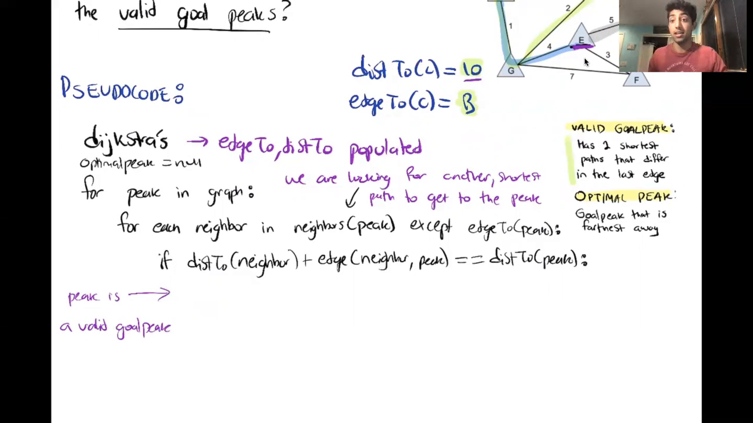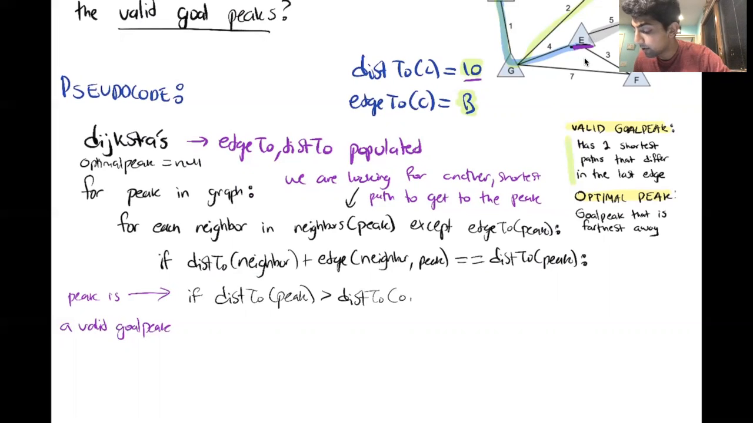So the next if condition we should ask ourselves, is the peak the optimal peak, right? So for something to be the optimal peak, it must be farther away than the previously recorded optimal peak. So we'll ask ourselves if the distance to peak is strictly greater, it doesn't have to be strictly, but it doesn't matter how we break ties, the distance to the optimal peak, okay? And then we should also add in like a null check, but that's totally fine. Then what we'll do is set the optimal peak equal to peak.